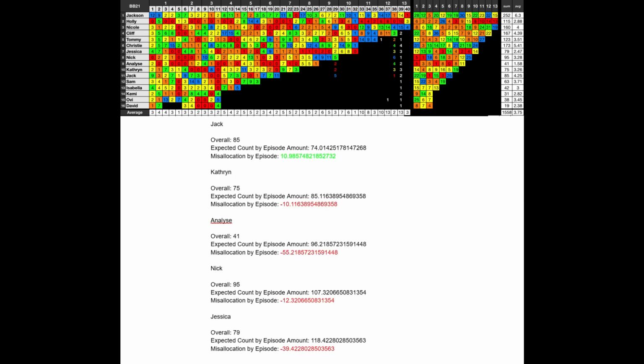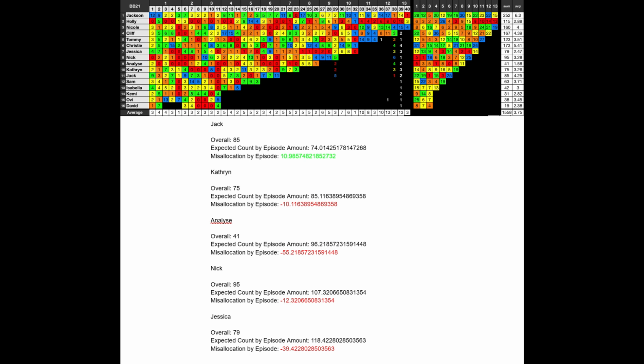Jack got 85 diary rooms, and his expected count by episode amount is 74.01. This causes him to have a 10.98 misallocation by episode, so he barely made it into the green, where he is a bit overly distributed, in my opinion, based off of these numbers. Catherine got 75 diary rooms, and her expected count by episode amount is 85.11. This causes her to have a negative 10.11 misallocation amount, so she just left the yellow and barely made it in the red, so she's a bit under distributed.